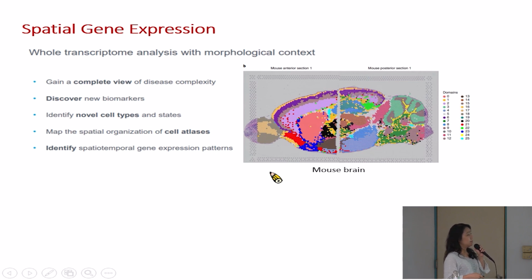Moreover, it will map the spatial organization of the cell atlas and identify spatial temporal gene expression patterns. For example, we can see this mouse brain shows several different domains, and each domain will express several different genes.